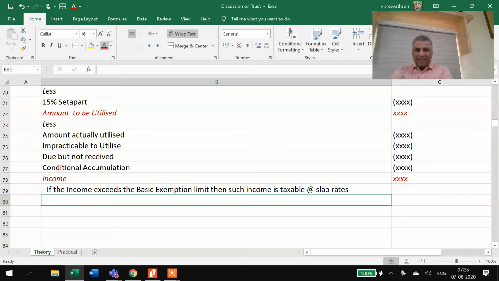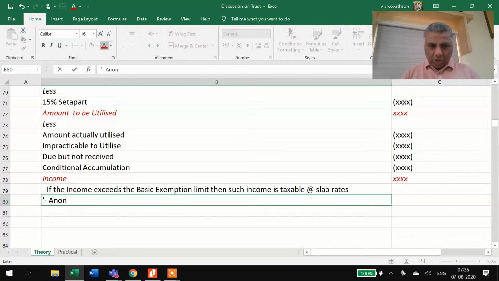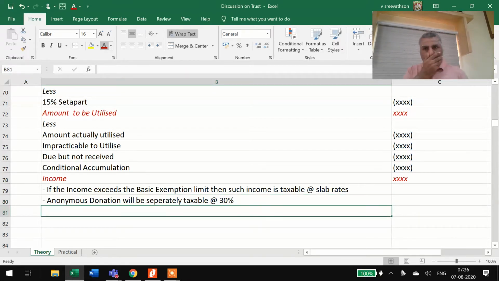Of course, I understand they have communicated that and you are understanding, but at the teaching level we can teach like this. Colloquial level is different. If the income exceeds the basic exemption limit, then such income is taxable at slab rates. Okay. Anonymous donation will be separately taxable at 30%.